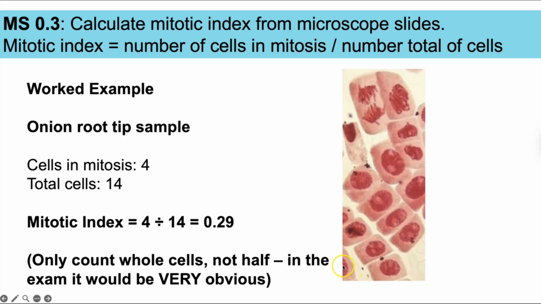So we can see here we've got a part of a cell, we've got a part of one there, a part there, there, and actually here as well. You wouldn't include those because if you can't see the whole cell, we can't actually see whether it's in mitosis or not. So only count the whole cells.